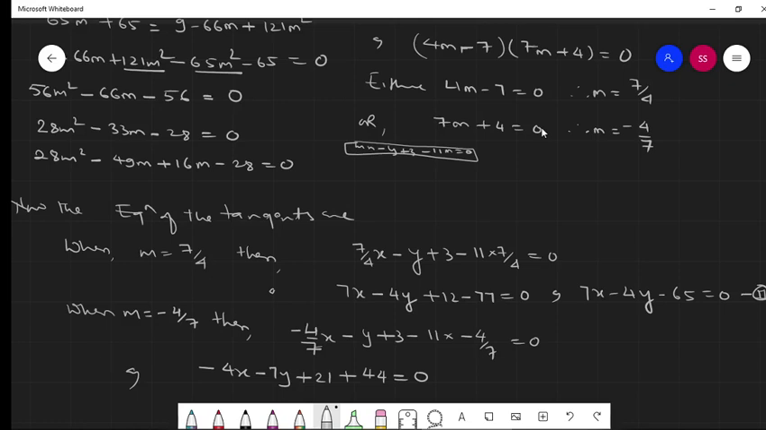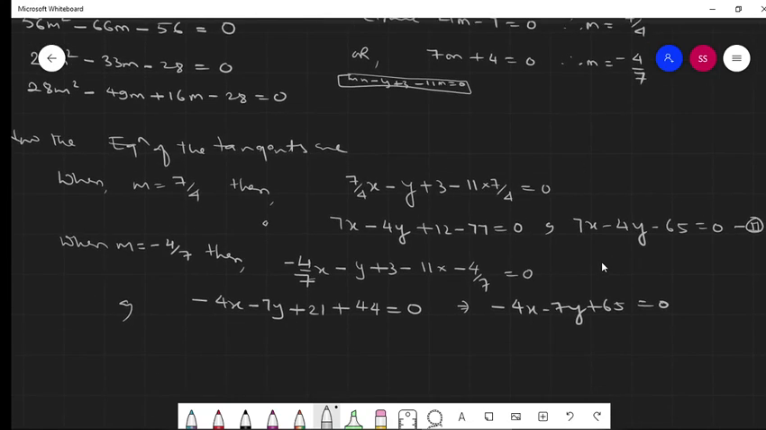Then that is minus 4x minus 7y plus 65 equal to 0, or making other terms positive, that is 4x plus 7y minus 65 equal to 0. This is the second tangent.